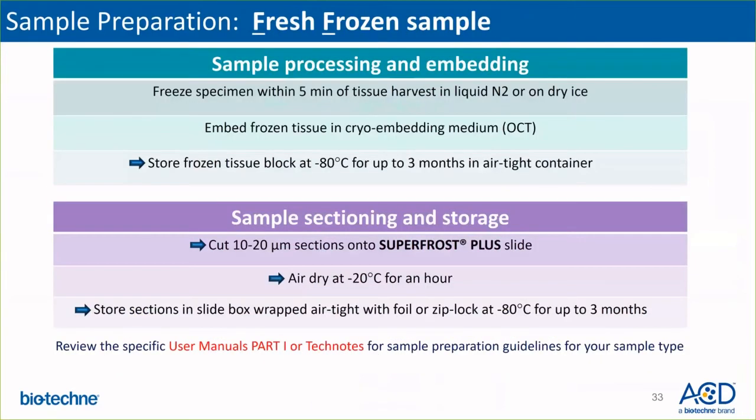For fresh frozen samples, please review the user manual for detailed recommendations. A few highlights are presented on this slide. We recommend storing frozen tissue blocks or sections in airtight containers at -80 for up to 3 months. The recommended sample thickness is 10 to 20 microns, again mounted on Superfrost Plus slides.